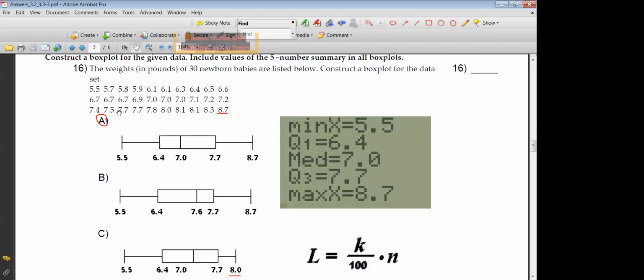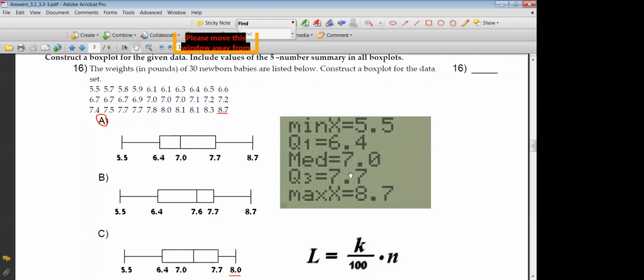But here's the benefit. If you put the numbers in correctly, you go to stat calculate, and it's going to tell you, guess what? You didn't need to know the smallest number was 5.5, or that the maximum number was 8.7. What you needed to know is quartile 1, quartile 2, the median, and quartile 3. The calculator will tell you all of these numbers. 6.4, there it is. 7.0, there it is. Quartile 3, 7.7, there it is. It will give it to you.